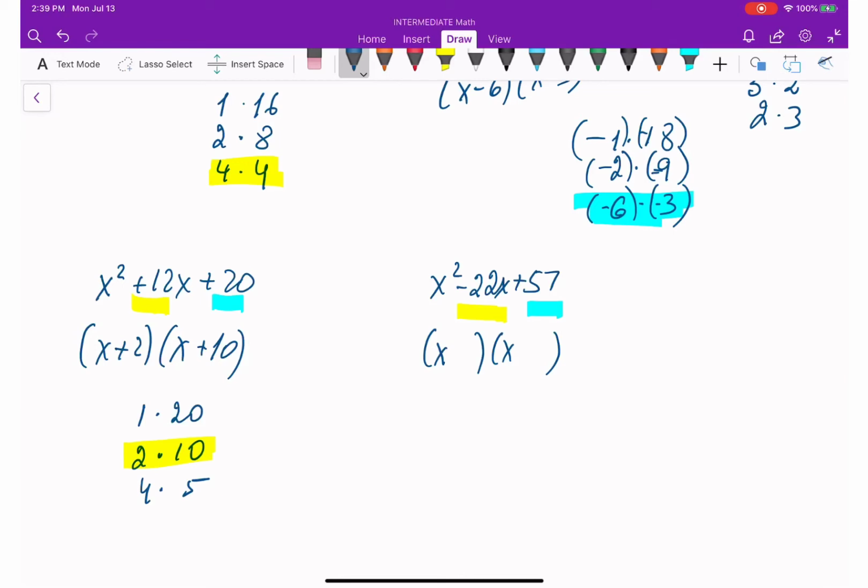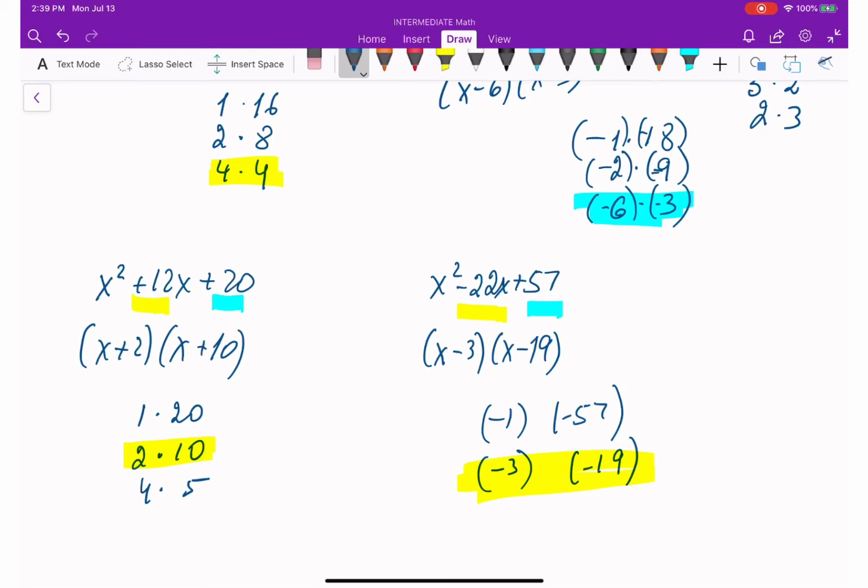Therefore, we are writing down plus 2 and plus 10. Moving to the second one, 57. So since 22 is negative, that means both numbers are going to be negative. Negative 1, negative 57, negative 3, and what else is divided by 3? Negative 19. Is there anything else? I don't think so. Okay. Well, it is clear that our choice here is going to be negative 3, negative 19, because together they will give you negative 22. So which means we have minus 3, minus 19.